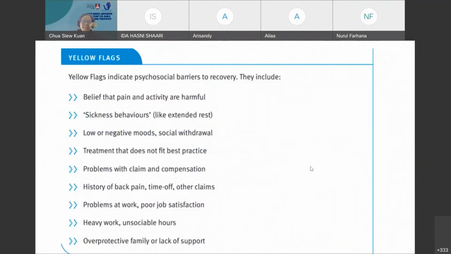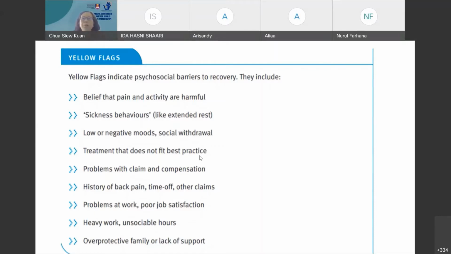Getting slow. Okay, so as for the yellow flag, what are the yellow flags we can screen? Yellow flag is more or less like negative thinking and beliefs. They believe pain and activity are harmful, or some call it sickness behavior. They always think my pain is still there, I feel that it's not really recovered. Then they have low mood, negative mood, and social isolation. They never intend to join partner or peer groups.